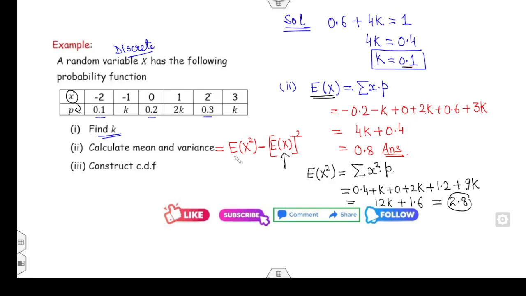So I can substitute both the values at this point. 2.8 minus 0.8 square, that is 0.64. After the subtraction, you will get the right answer.